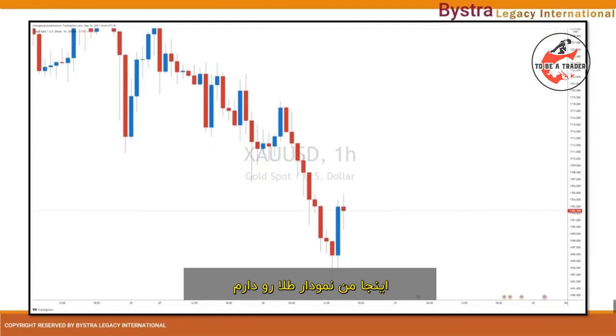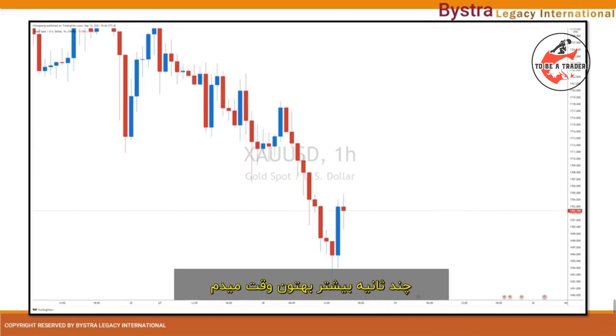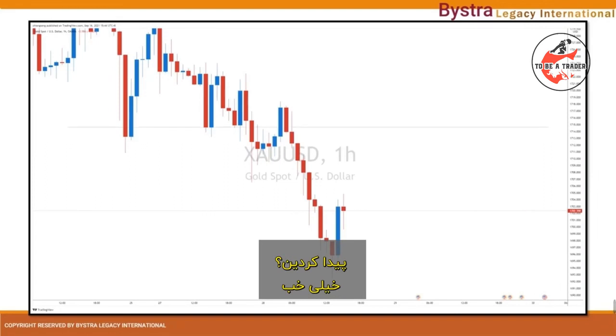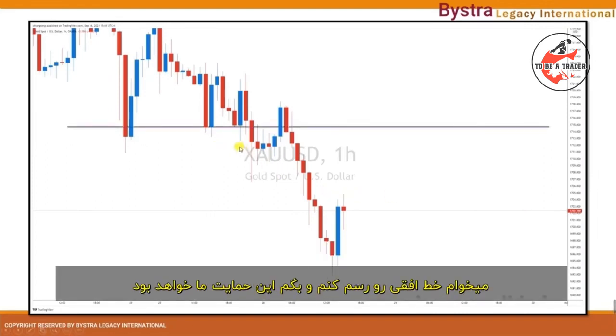So here I do have the gold, an example of gold for SNRC2. Are you able to spot the support together with the Rayleigh base drop? I'll give you a few more seconds. You got it? Okay. So I'm going to mark the horizontal line, and I'm going to say this will be our support.